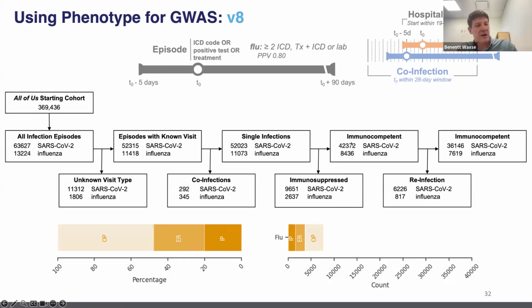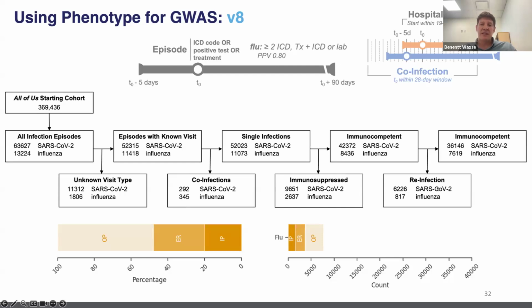So just to show you how we've done this on a first pass, we took 13,000 influenza cases, and this was the phenotype where we didn't include one ICD code and we didn't include a medication alone. That gave us a positive predictive value of 80%. We took these 13,000 people. If they didn't have a visit type, or we couldn't figure out if they were inpatient or not, we excluded them. If they were co-infected or if they were immunosuppressed, we removed them because maybe the co-infection or the immunosuppression is why they had a severe infection.